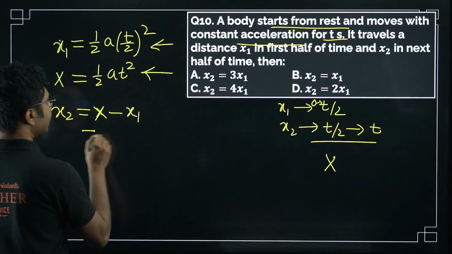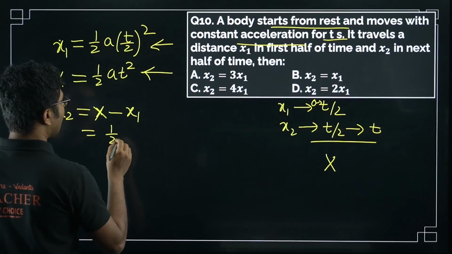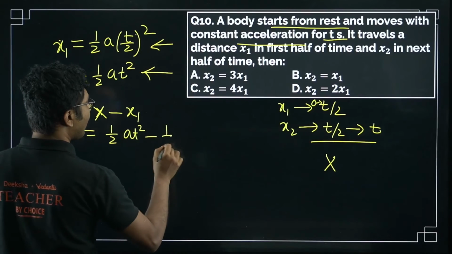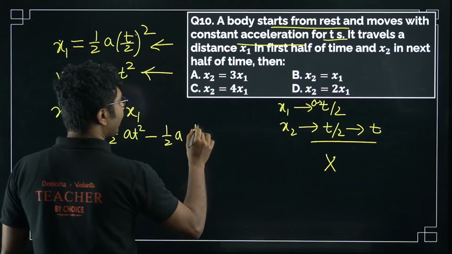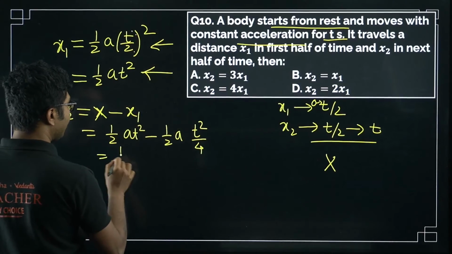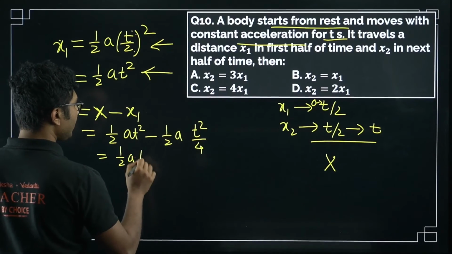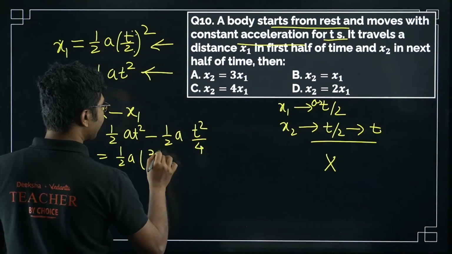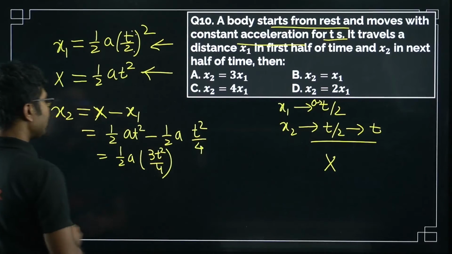So it is basically half a t square minus half a t square by 4. This is t square by 4, so half a will be common and you get t square minus t square by 4, that is 3t square by 4. Okay, so this is the x2.